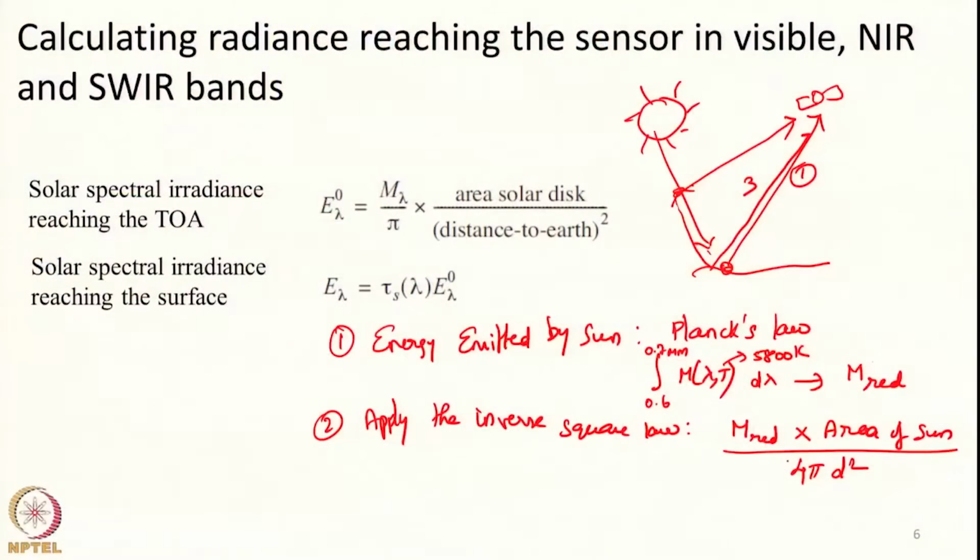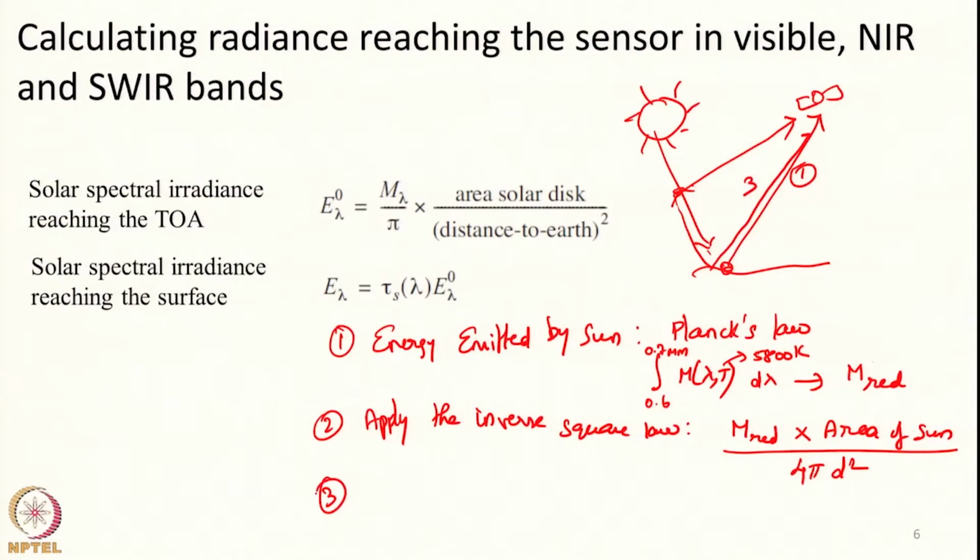We calculated that for the entire bandwidth, the total energy that reaches the sun in all bands, all wavelengths. Here we are talking about one particular spectral band. So essentially you first apply Planck's law, calculate the energy emitted by the sun within that particular wavelength band. Then you apply the inverse square law, as in the problem we have done earlier, which will give you the energy from the sun that reaches the top of our Earth's atmosphere within that particular wavelength. So, that also we have done.